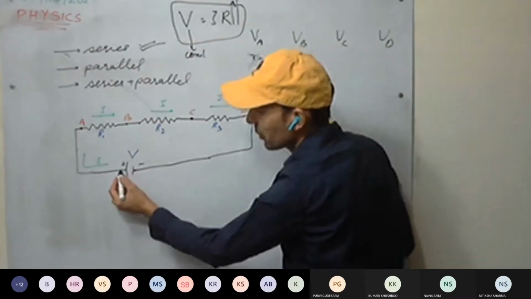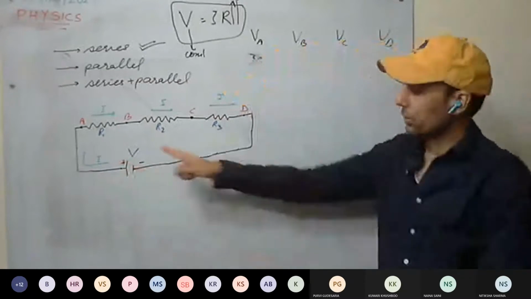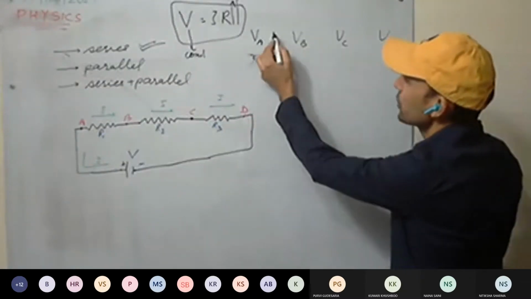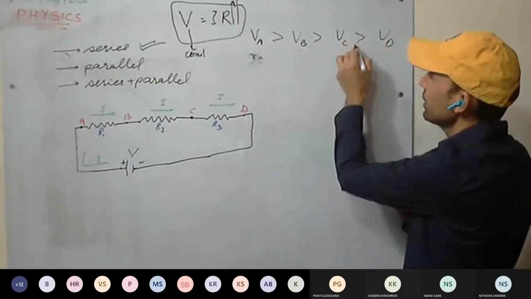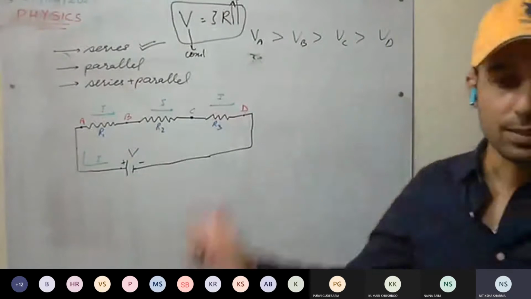What is the potential at A? It will be the same as the potential at the positive terminal. This is clear. So which should be greater? VA greater than VB, greater than VC. This you understood?